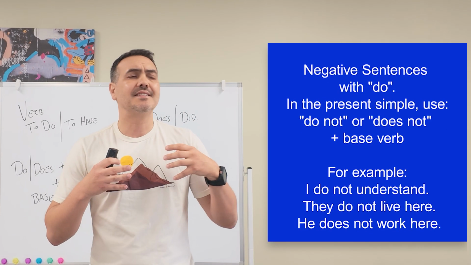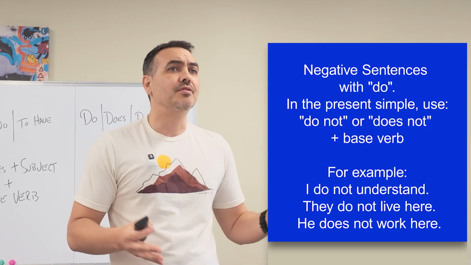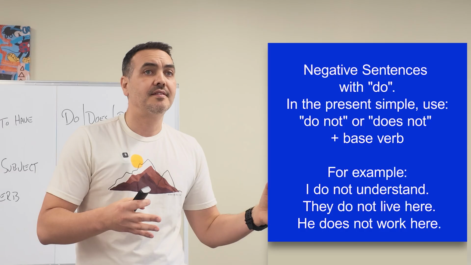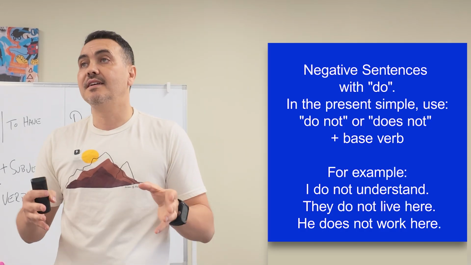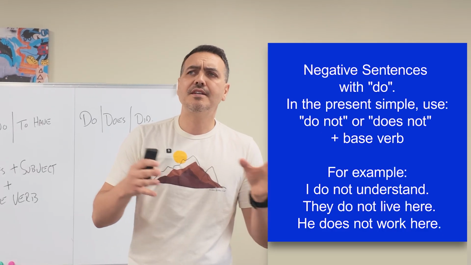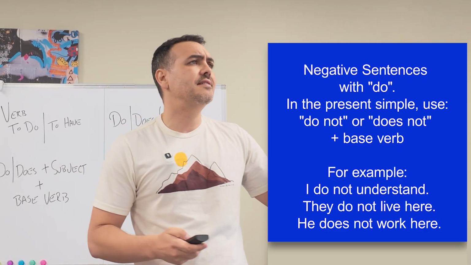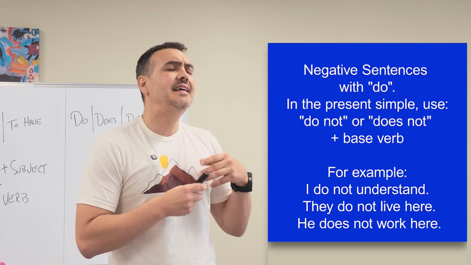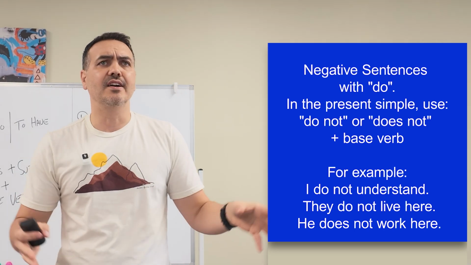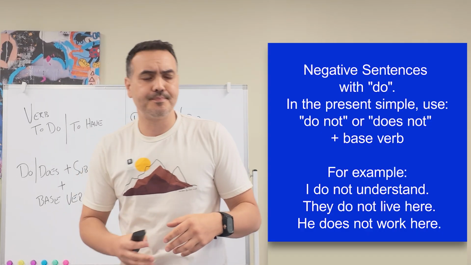So now let's make some negative sentences with do. In the present simple, use do not or does not, and then the base verb, okay? For example, I do not understand. They do not live here. He does not work here. She does not eat meat, okay?